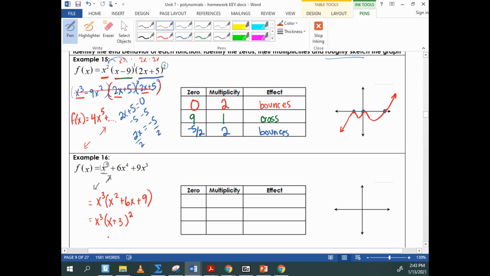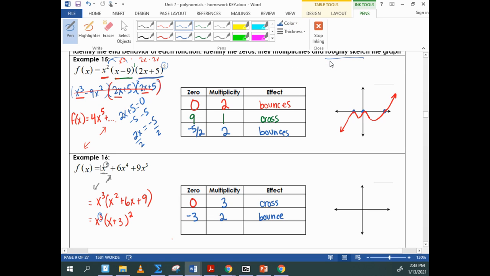Now, in this case, there's actually only 2 zeros. I know they've left a place for 3, but there's only 2. X could be 0. 0 to the 3rd equals 0. 0 could be a 0. Notice the multiplicity, again, is just the degree, so it's a degree of 3. If it's an odd number, it's going to cross the graph. Sometimes it stretches a little longer at that point, but it will cross. And then our negative 3 is a 0 right here. Negative 3 plus 3 is 0. It has what we call multiplicity of 2, so it is going to bounce at that point.